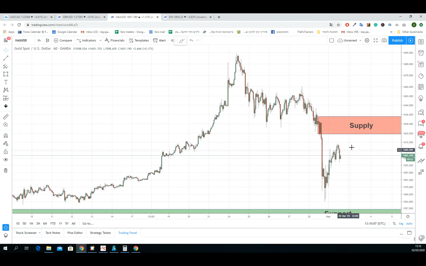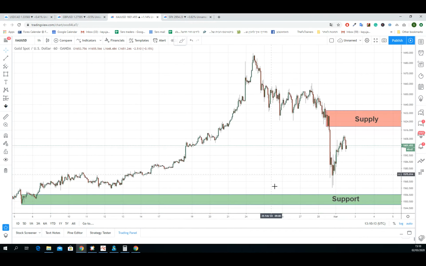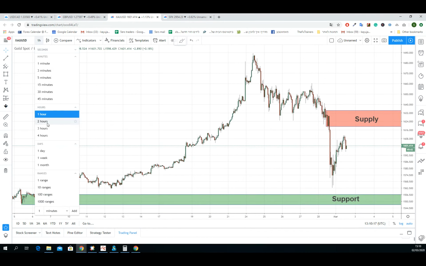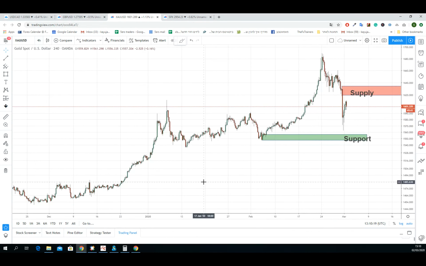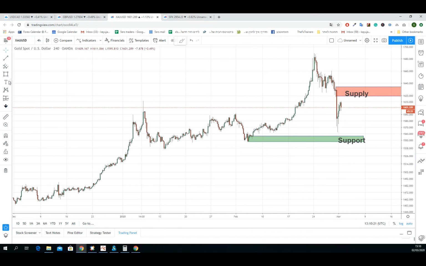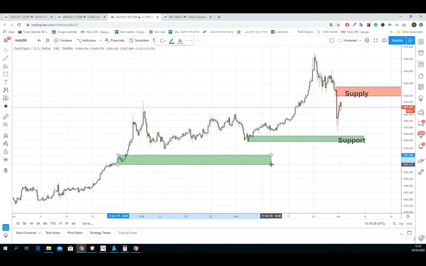So I'll definitely consider selling this supply. As you can see, the price is not far from there, and the target will be this support here at the bottom. If we take the 4-hour chart, we can see that also, for those who want to get another target and take it further, that will be the final target.